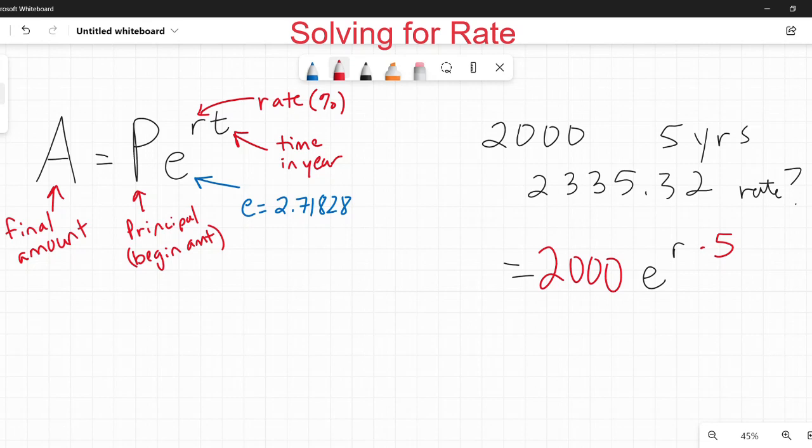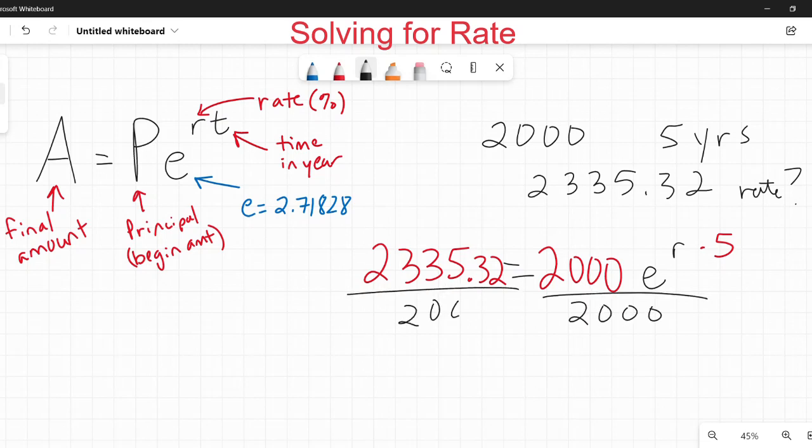The final amount is $2,335.32. Okay, so the first thing I want to do is get rid of this 2,000, which I can do by dividing both sides by 2,000. So 2,335.32 divided by 2,000 gives me 1.16766. And that equals e to the power of r times 5, or I'm just going to say 5r.